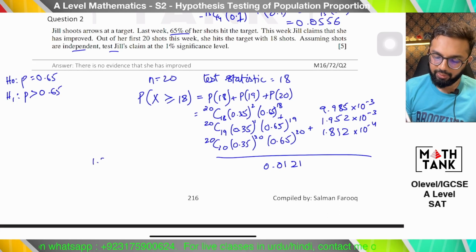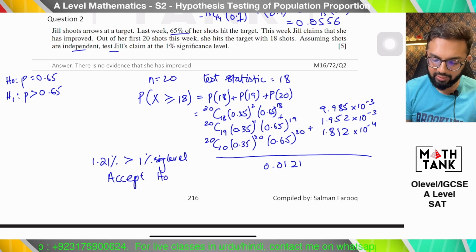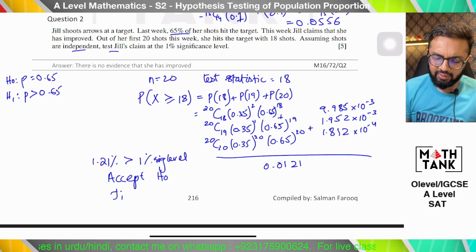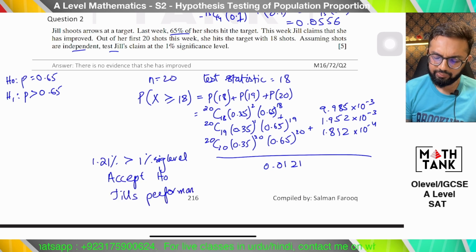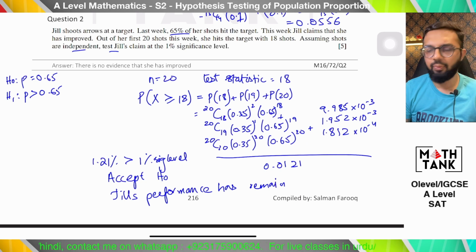Okay, so what do I do? I compare. 1.21% is greater than the 1% significance level. So I'm going to say that I accept H naught. Jill's performance has remained the same. There is no evidence of it improving.